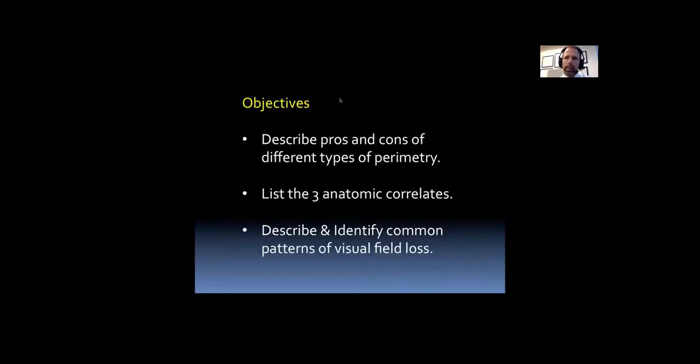Now, my objectives for this webinar are that when we're done, you'll be able to describe pros and cons of different types of perimetry. You'll be able to list what I call the 3 anatomic correlates, and you'll be able to describe and identify common patterns of visual field loss.